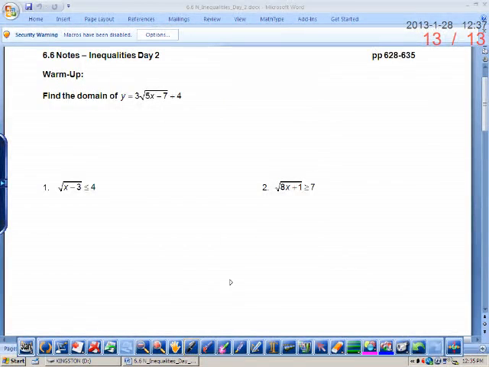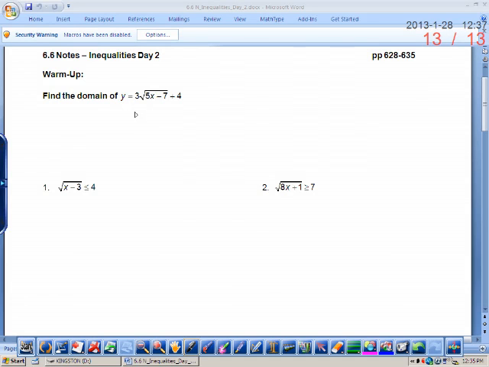Okay, so to start off today, we're going to talk about inequalities, solving them algebraically. On Thursday, I believe it was, we solved these mainly graphically, and now we're going to talk about solving them algebraically. So I want you to start off considering this warm-up. Find the domain of y equals 3 times the square root of 5x minus 7 plus 4.